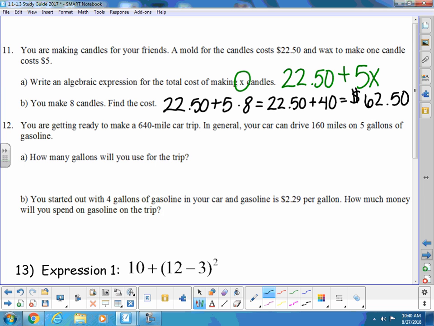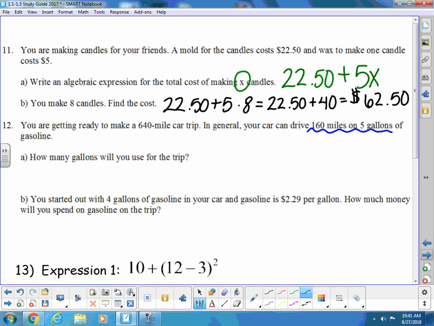All right, number 12, you are ready to make a 640-mile car trip. In general, your car can drive 160 miles on 5 gallons of gasoline. How many gallons will you use for your trip? This is a unit rate problem. I know my car can drive 160 miles on 5 gallons. What can I use that to calculate? The unit rate, which is, what's the label of the unit rate?